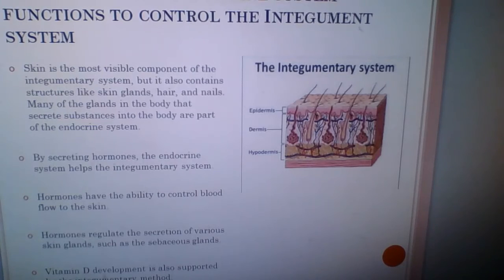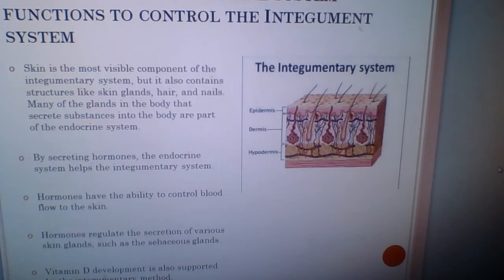How does the endocrine system function to control the integumentary system? Skin is the most visible component of the integumentary system, but it also contains structures like skin glands, hair, and nails. Many of the glands in the body that secrete substances into the body are part of the endocrine system. By secreting hormones, the endocrine system helps the integumentary system.